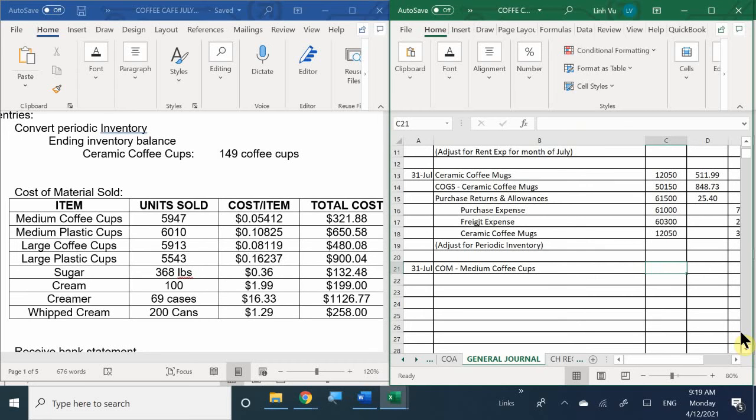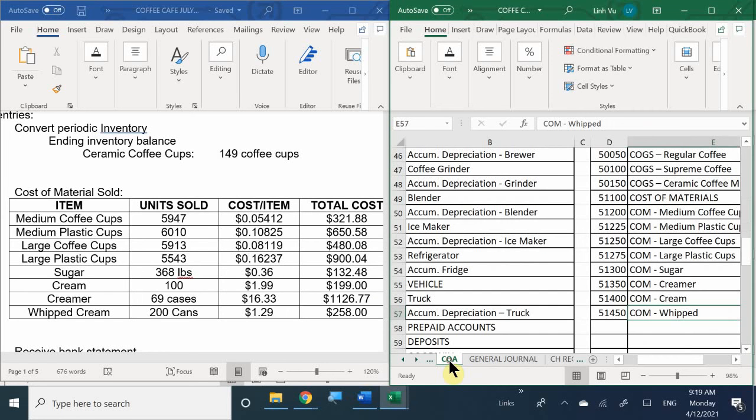$59.47. Okay, so I used up 5,947 cups, which cost me a total of, yes, 321.88. Okay. All right. Let's look at my chart of accounts. What was the cost of materials for this one? $51,200.